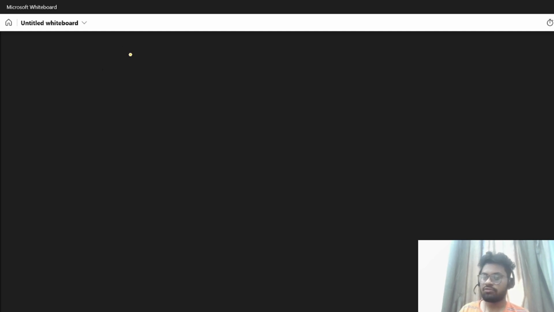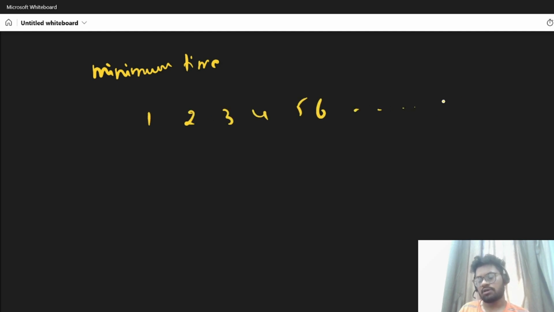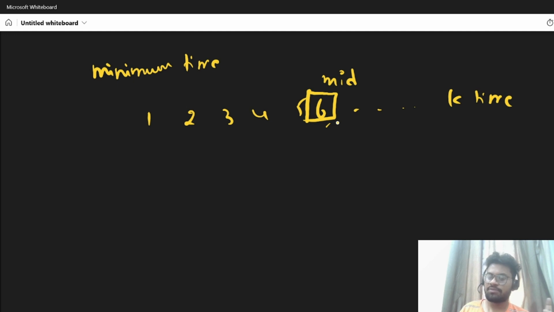In this problem, we need to return the minimum time. Suppose we have 1, 2, 3, 4, 5, 6 and so on up to k time. If we figure out that 6, which is a mid element, is enough, that is, with 6 minutes we are able to repair all the cars, then can't it be done using 7 minutes? Even if in 6 minutes we are able to finish the job, then 7 minutes definitely we can finish. We can just use that seventh minute as a leisure minute, and the eighth minute, yes, we can do.